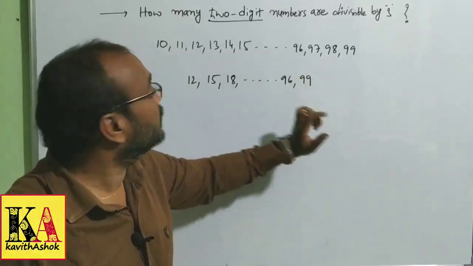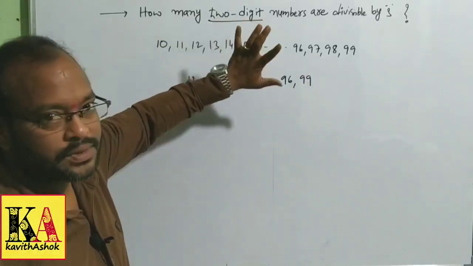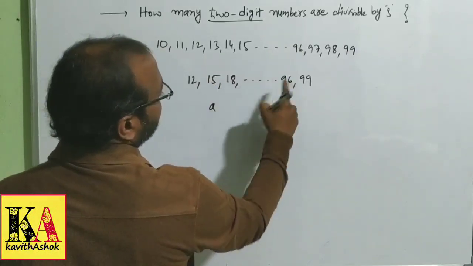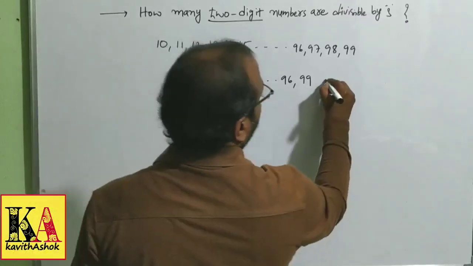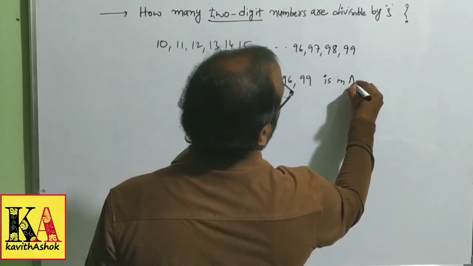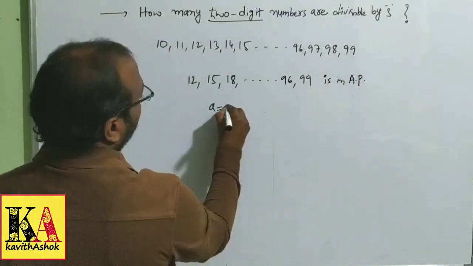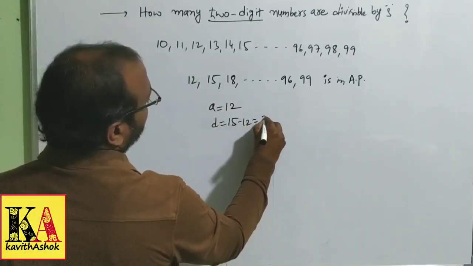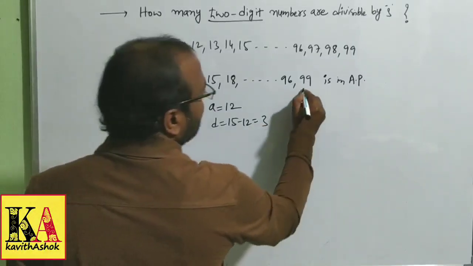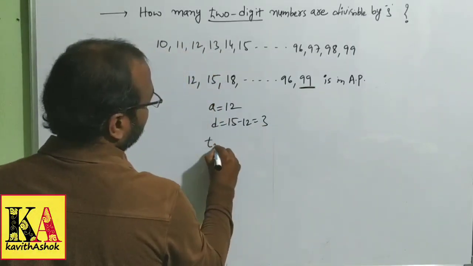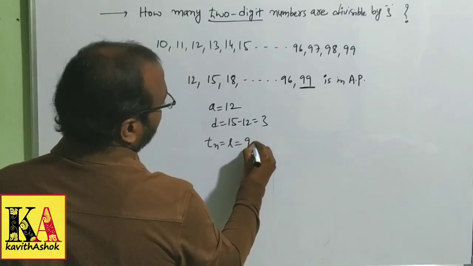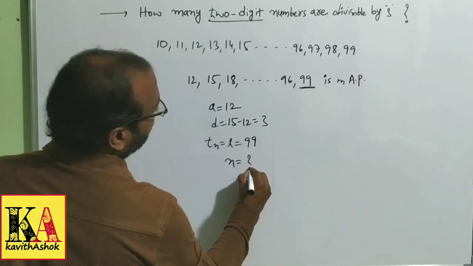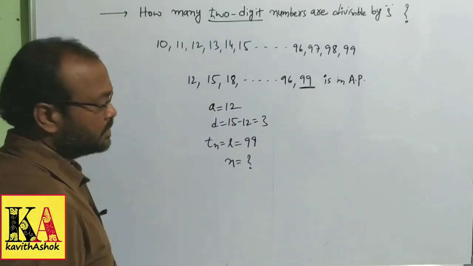We want the total numbers. Why? Because how many 2-digit numbers? So here the common difference is 3, common difference is 3. That's why the series is in AP, arithmetic progression. So that's why here a value will be 12 and d value will be second term minus first term, that is equal to 3. D value will be 3. We can consider the last term as Tn, that is equal to L is equal to 99. Okay. Now we want n value, the number of 2-digit numbers, n value we want.